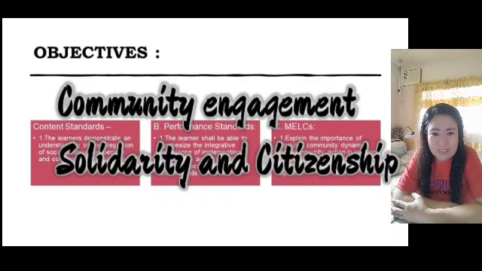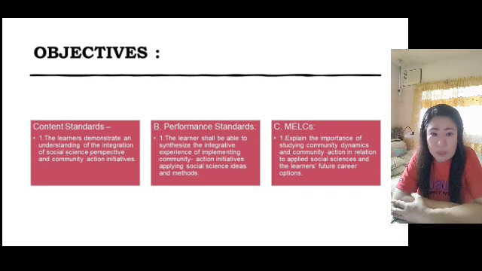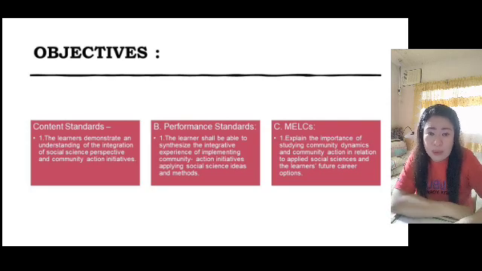Now I'm going to discuss to you the subject Community Engagement, Solidarity, and Citizenship. For Topic 1 or Lesson 1, this is entitled Appreciating the Community Dynamics and Community Action. So now I'm going to discuss first to you the objectives of the subject.